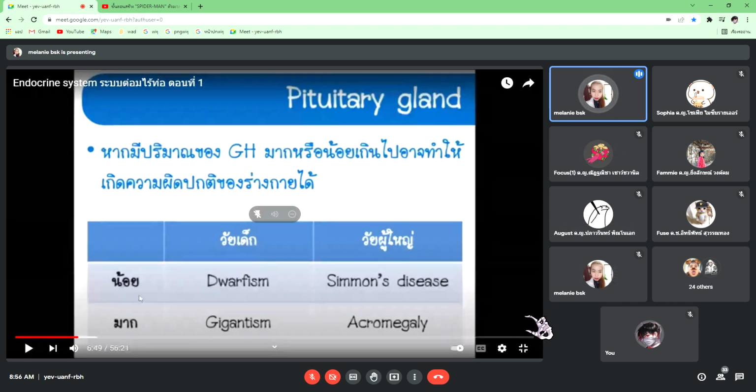So we have here the dwarfism. You can see the translation in here, children. Now we're going to move on.